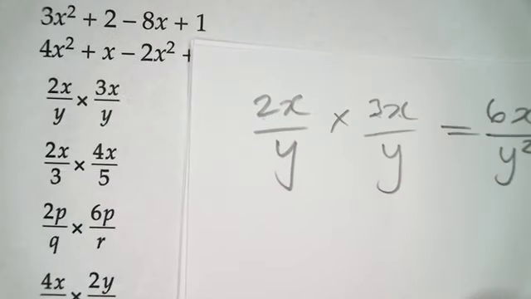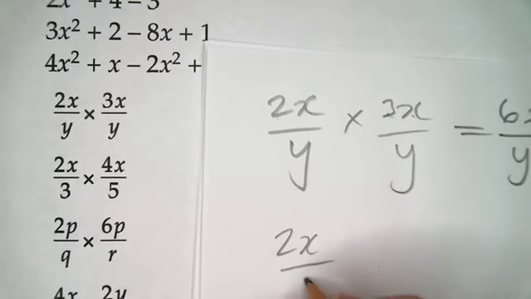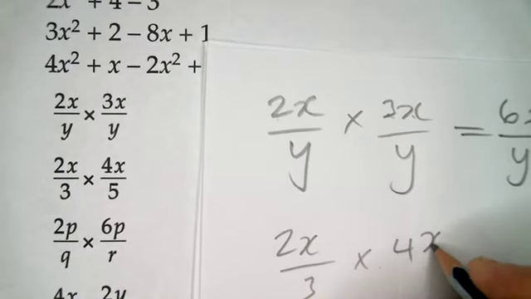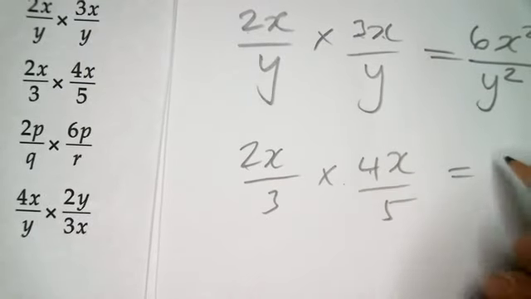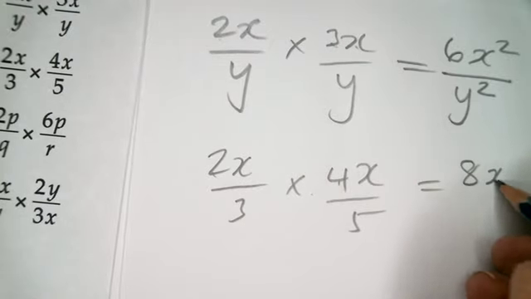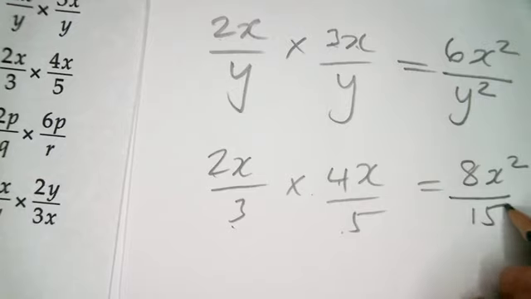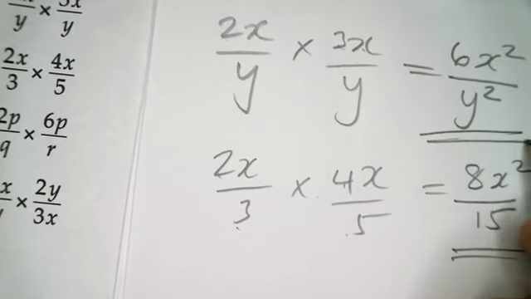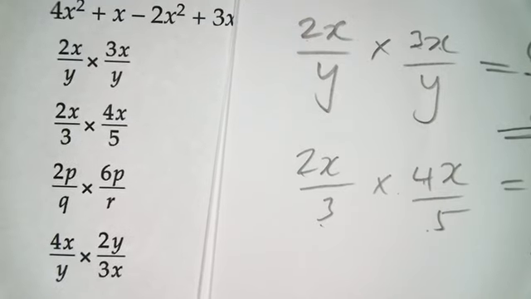All right, so the next one I've got is 2x on 3 times 4x on 5. Well, 2 times 4 is 8, multiplying the coefficients first. x times x is x squared. 3 times 5 is 15. And again, there's nothing common which we can simplify with. Let's work our way down a little bit now.